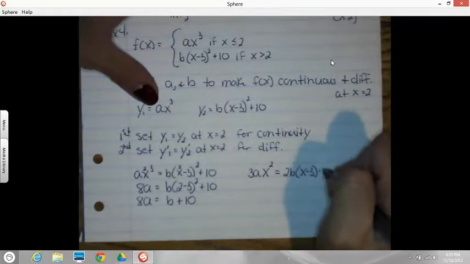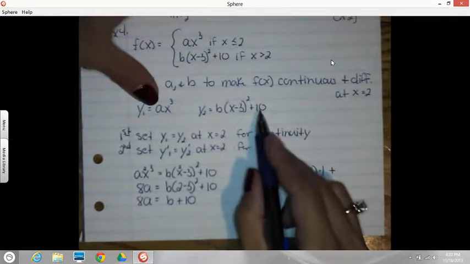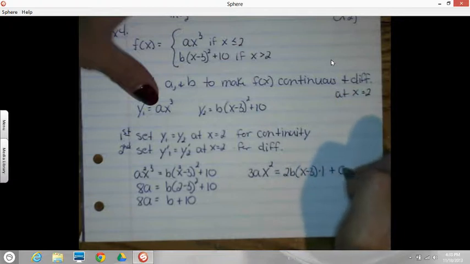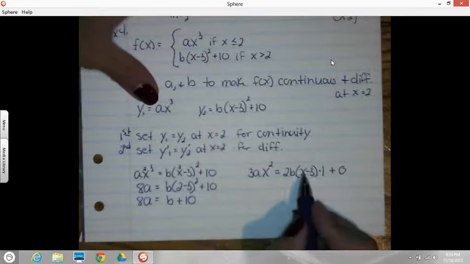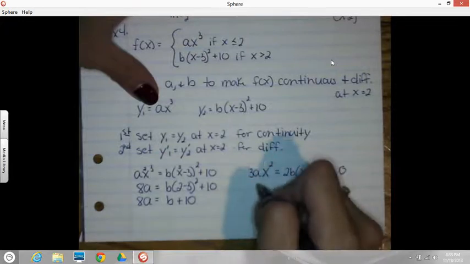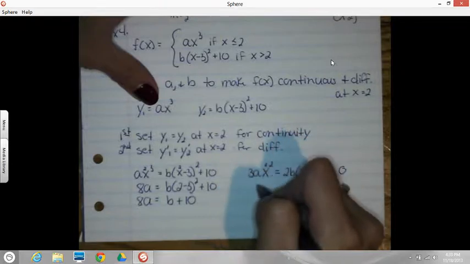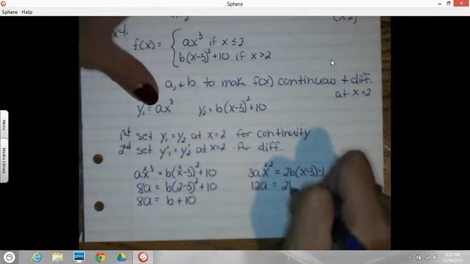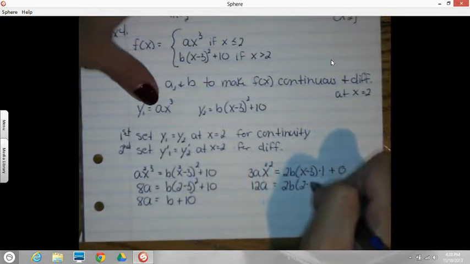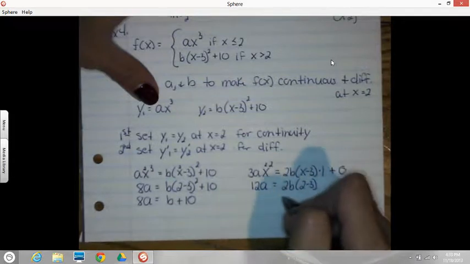The inside derivative, derivative of x is 1, not that I need that. Plus the derivative of 10, that's a constant, that's 0, so I don't need that. Now I can put the 2 back in for the x. 2 squared is 4, so 12a equals 2b times (2 minus 3). That all goes away, so this is going to turn into negative 2b.